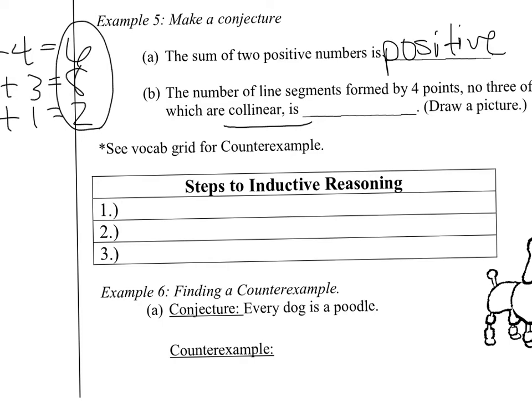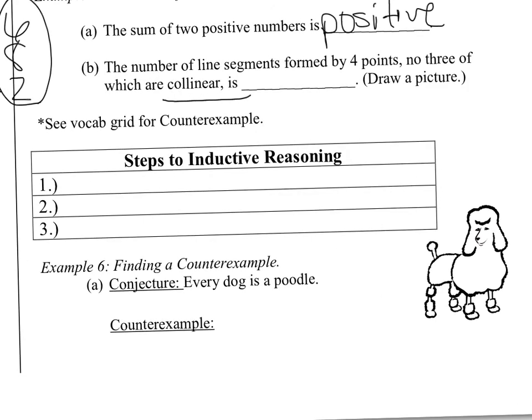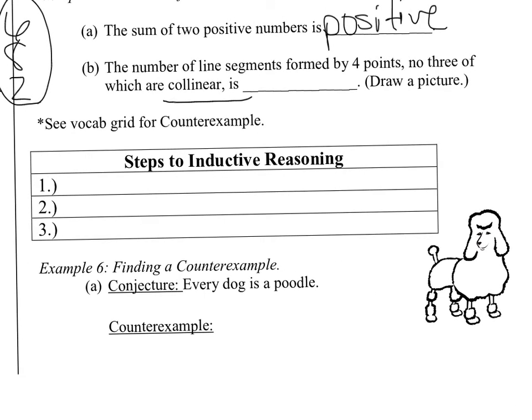Okay, y'all try B really quickly and then come back and unpause when you get B done. Okay, so for B, you should have gotten that the number of line segments formed by 4 points, no 3 of which are collinear, is 6. So the easiest picture to draw is just the box with the X in it.